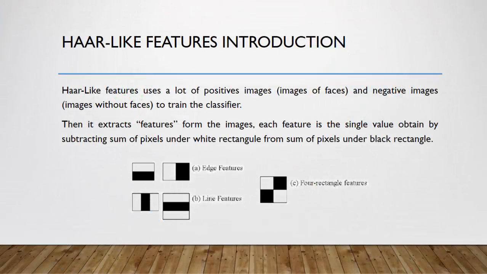Now we will talk about the Haar-like features introduction. Haar-like features use a lot of positive images of faces in that case, and negative images without faces, to train the classifier. Then it extracts features from the image. Each feature is a single value obtained by subtracting the sum of pixels under the white rectangle from the sum of pixels under the black rectangle. So here you have these 3 examples: the edge feature, the line feature, and the four-rectangle feature.